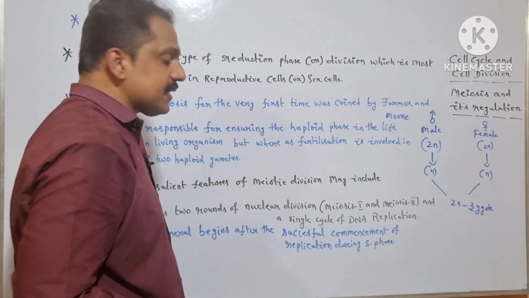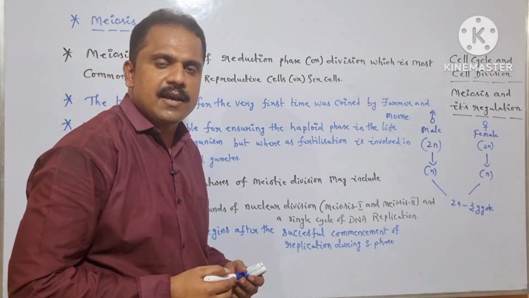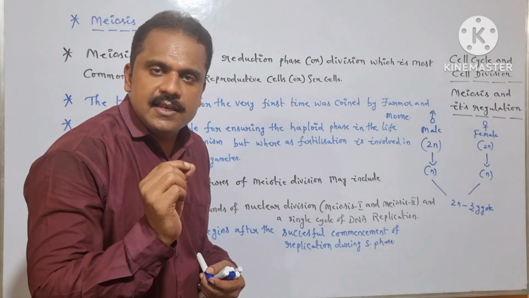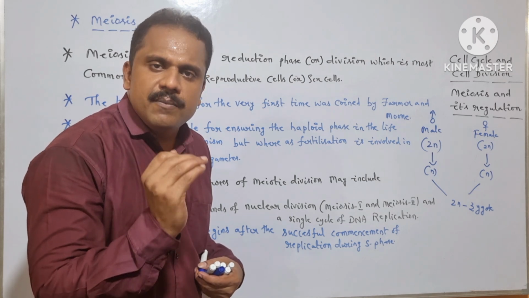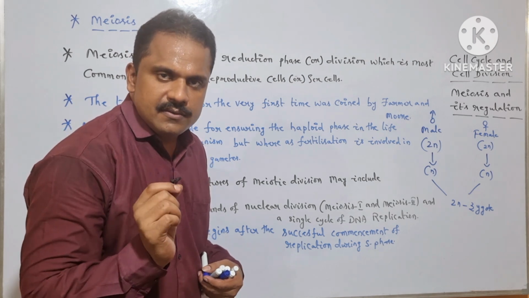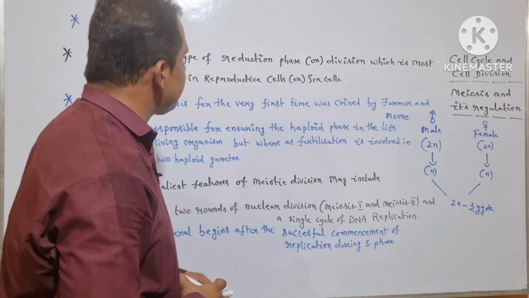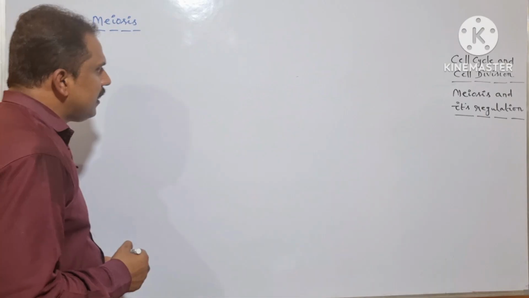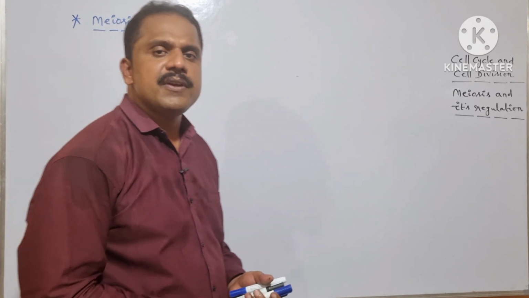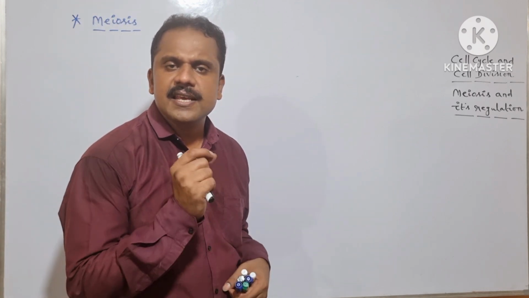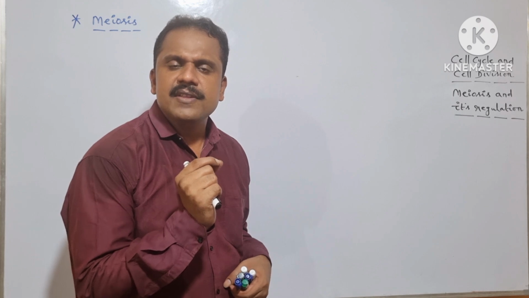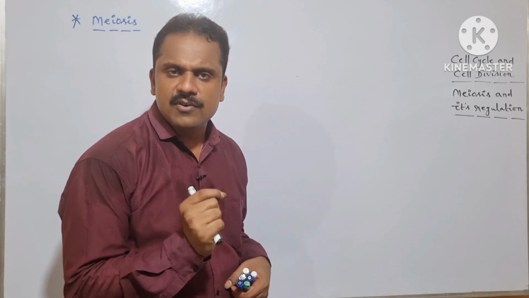So after the successful organization of the replication mechanism during the S phase of the interphase stage of the cell cycle, the meiotic division comes into the picture. Is it clear? So let me arrange the things here. And the next salient feature of the meiotic division is that in meiosis-1, genetic exchange occurs between the non-sister chromatids of homologous chromosomes.